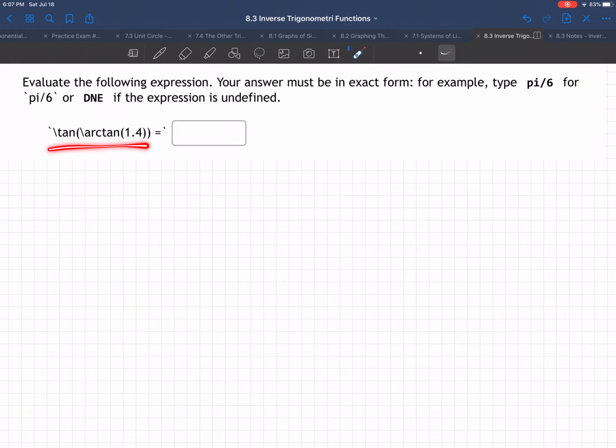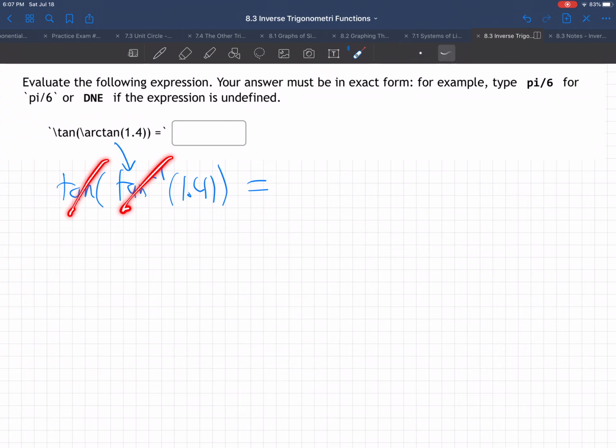Here's an example of tangent of arctan of 1.4. So tan of inverse tan, arctan is just inverse tan, of 1.4. What does it equal? Well, we'd like to just cancel these out and say it's just 1.4 because they're inverse functions. Don't they just cancel each other out?